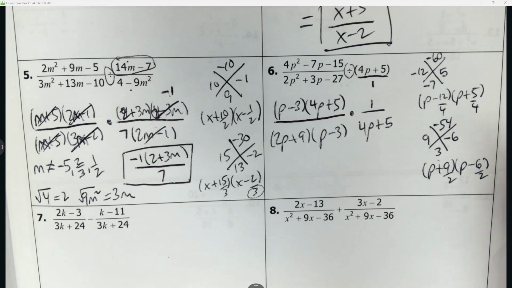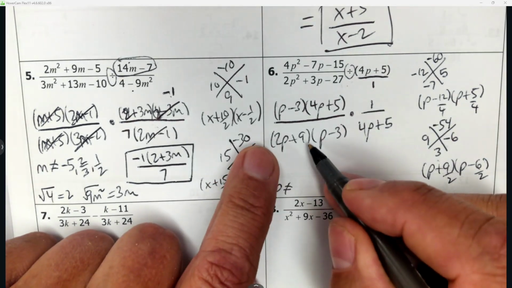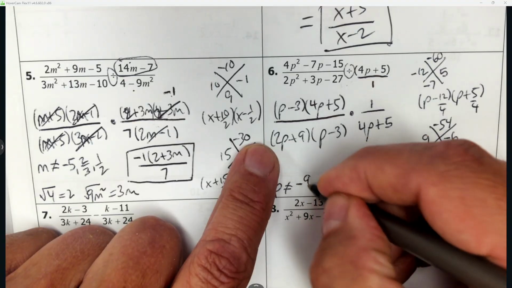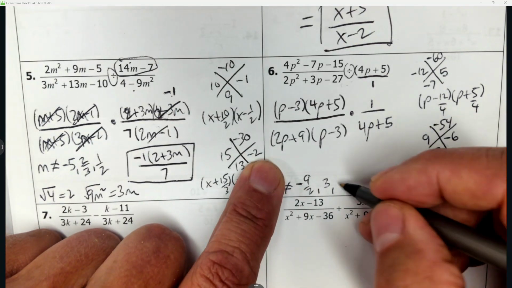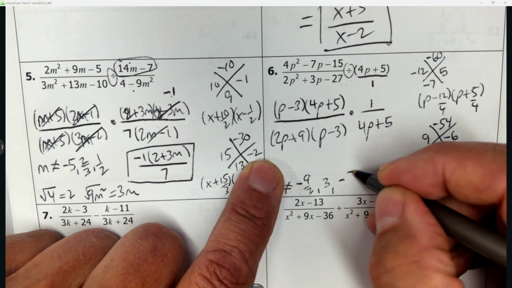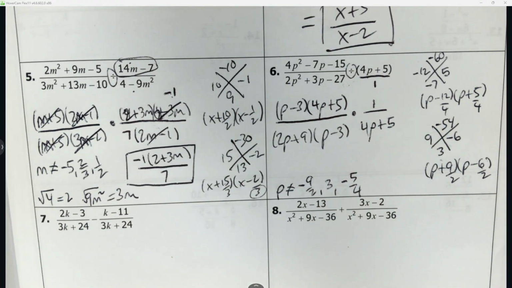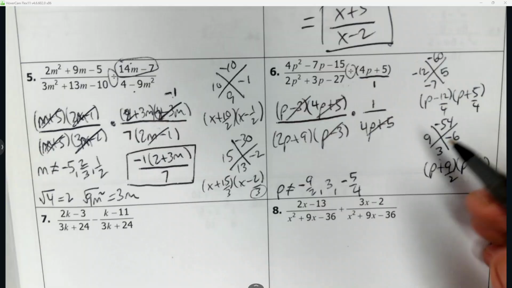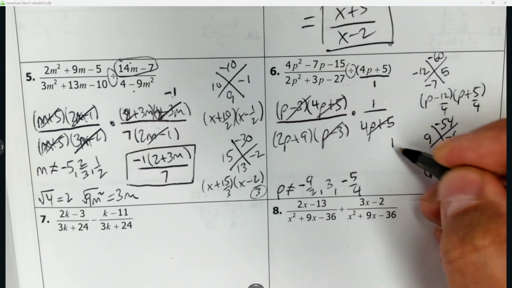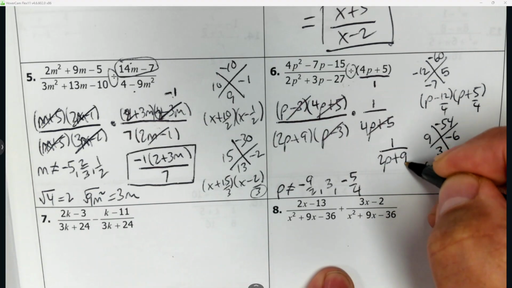What can p not equal? I'll put that right here. P cannot equal. Make it back into a fraction again. That's negative 9 over 2, positive 3, and then again negative, make it into a fraction again, 5 over 4. And now our answer. So p minus 3, 4p plus 5. What's left in the numerator is 1, and in the denominator is 2p plus 9.